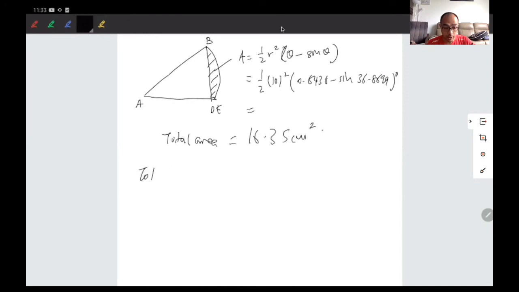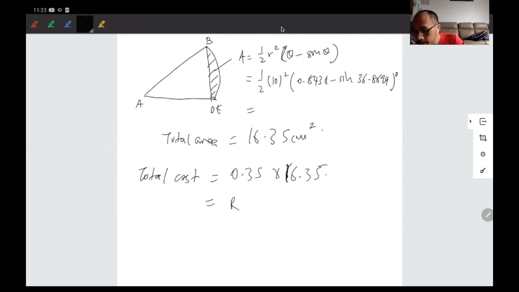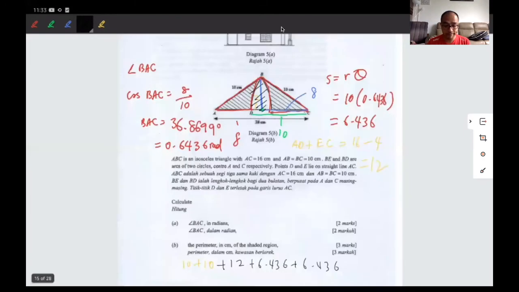So the total cost is 35 cents times 16.35. 16.35 times 0.35, so you get about RM 5 and 73 cents. That's the final answer. So actually, if you look at it, this question is not difficult lah. It's just HOTS and needs you to imagine this diagram. It's the same thing left and right actually. You just have to imagine it both ways.